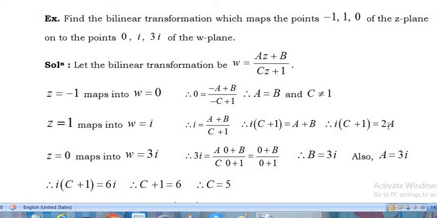So let us make use of the previous equation we had got. We are writing here once again. i times (c plus 1) equal to 6i, and therefore here c plus 1 equal to 6, and therefore c is equal to 5.